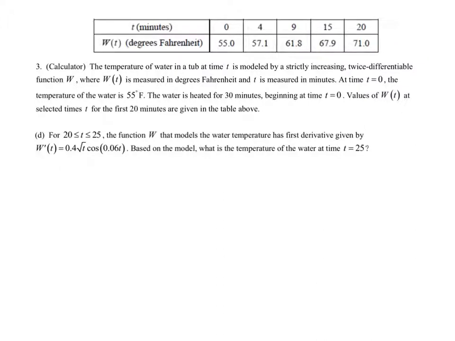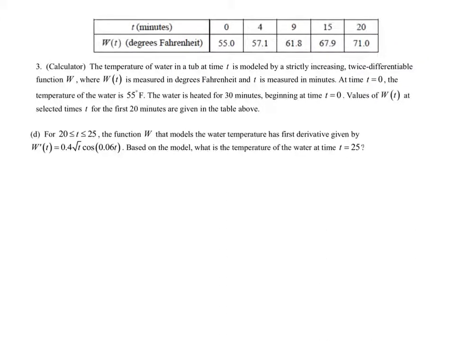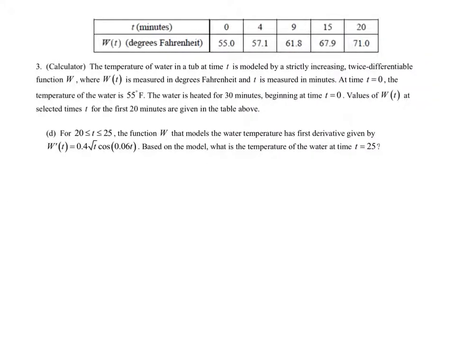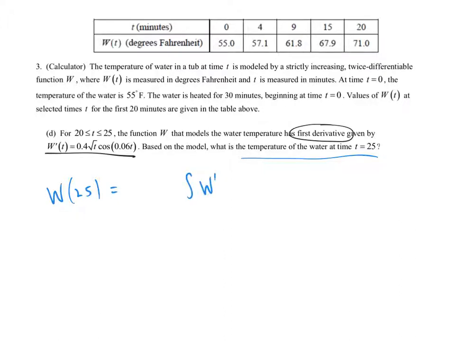Okay, the final part of this question says that for the interval from 20 to 25, the function W that models the water temperature has a first derivative that is given by this function right here. And then based on the model, what is the temperature of the water when T is equal to 25? So what they're asking me to do is find W of 25. Well, if I'm given the first derivative, I'm obviously going to use that at some point. So I'm going to have the integral of W prime of T dt.